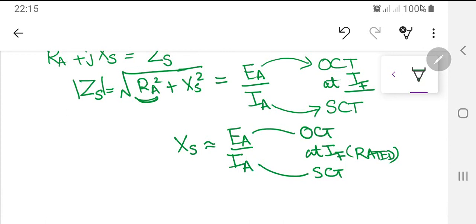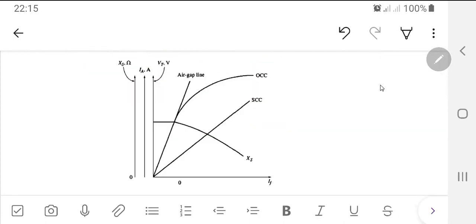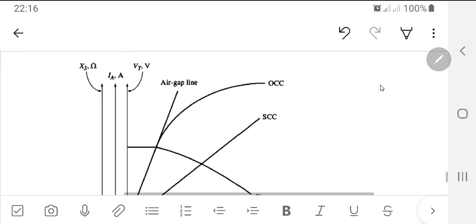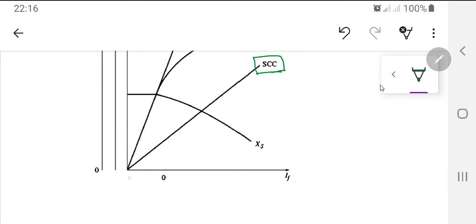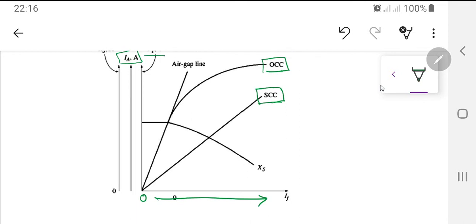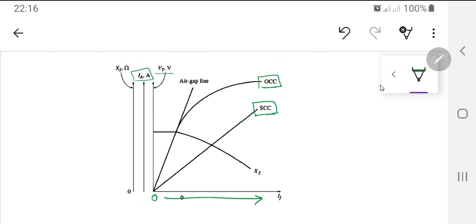Now over here, I have combined the open circuit test and the short circuit test. If I zoom in, this is the open circuit test, this is the short circuit test, and they have both been combined. The air gap line is also there. On the y-axis I have VT in volts, or EA, for the open circuit test, and also IA for the short circuit test, and on the x-axis I have the field current, which moves from 0 to some rated value.